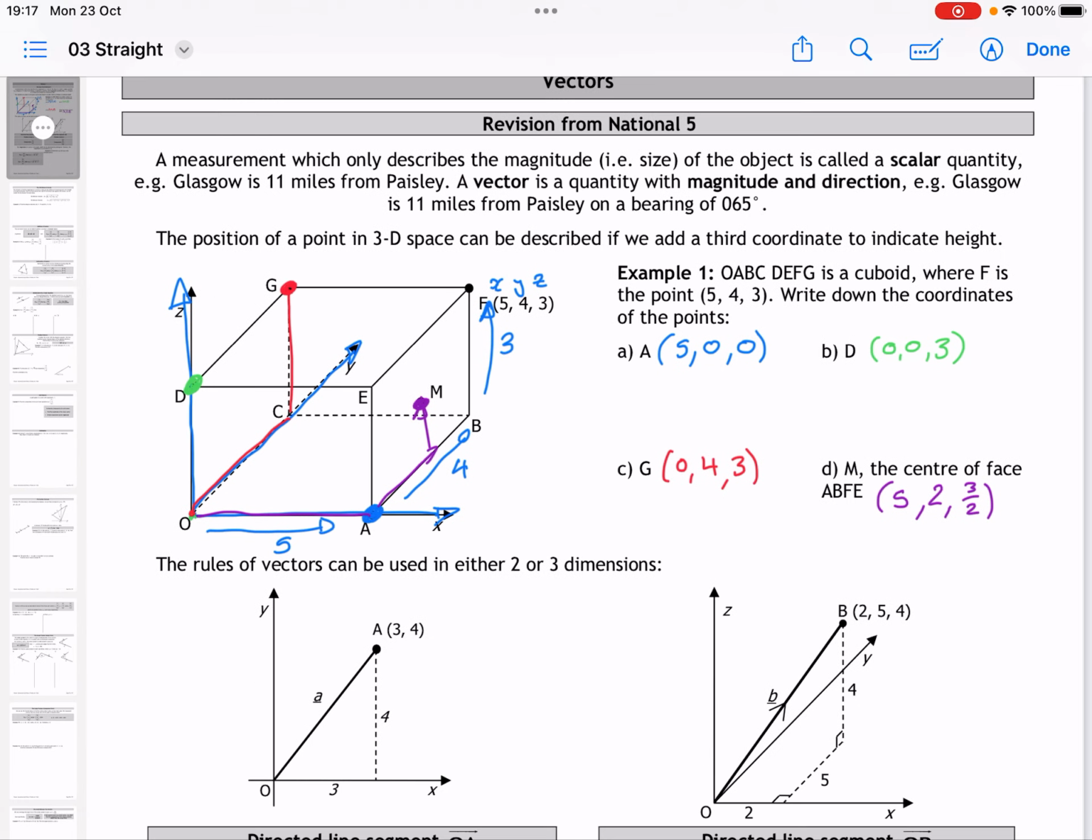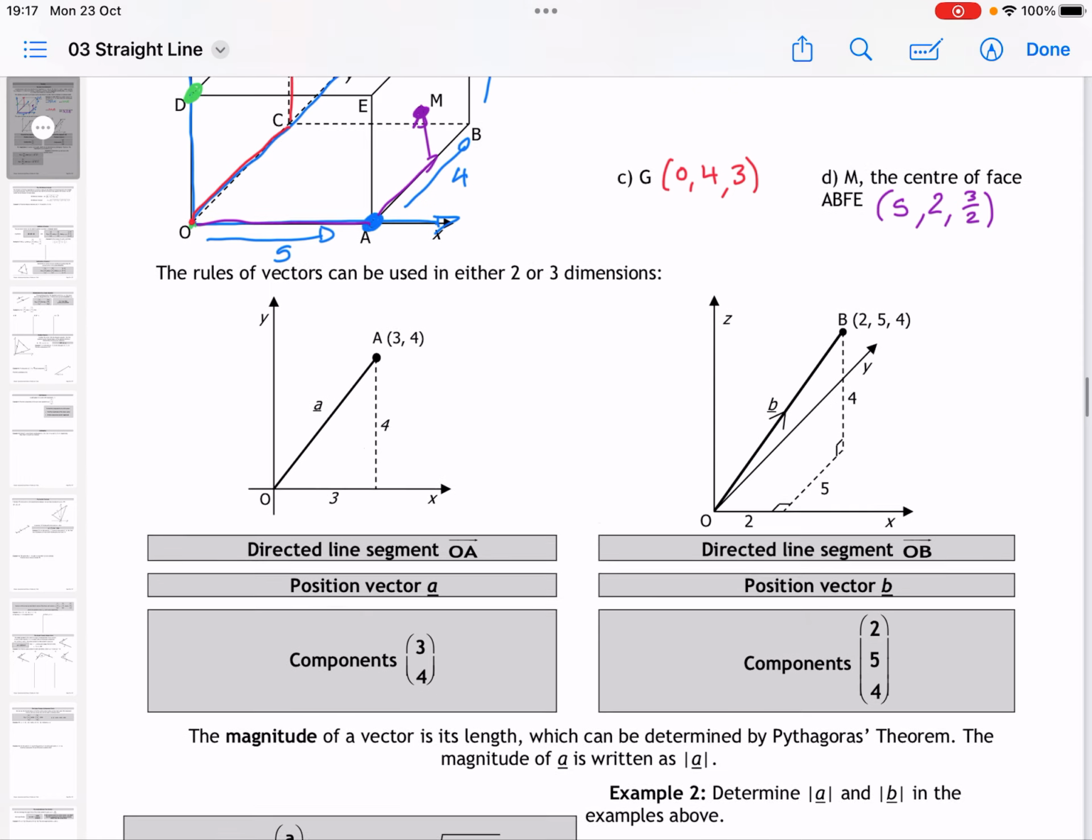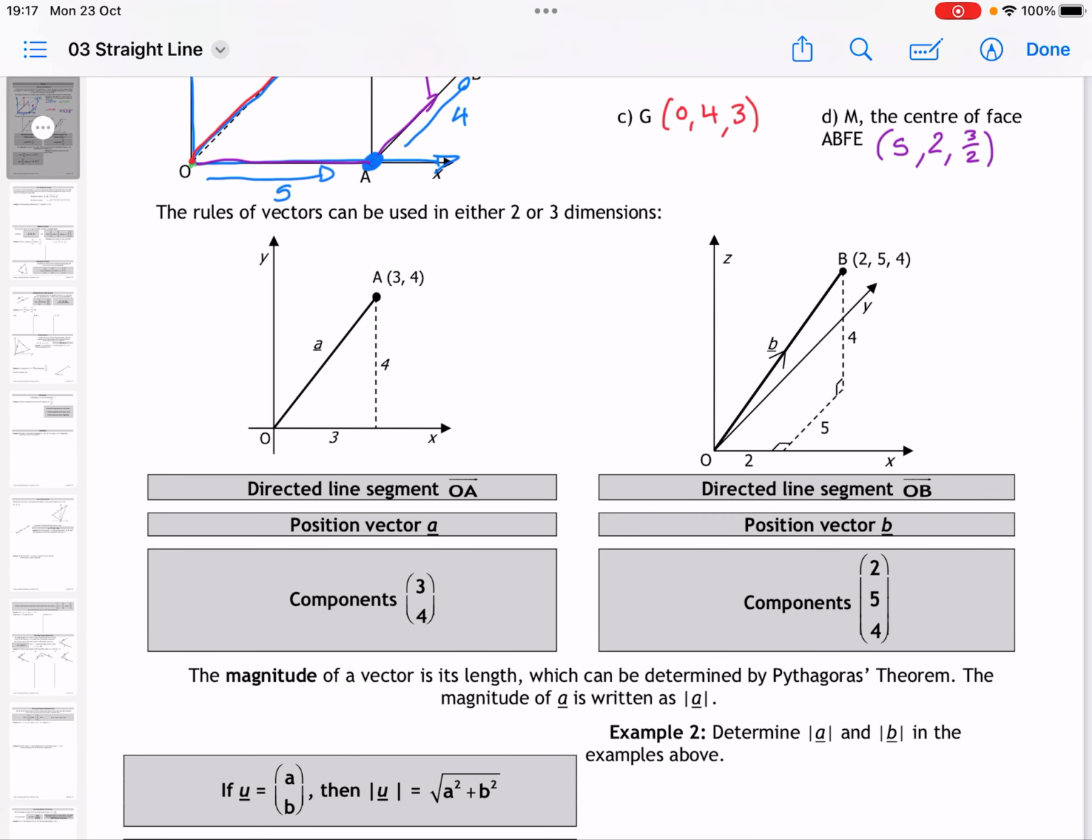Apologies. So, the rules of vectors. Vectors are either 2D or 3D. Okay? In 2D, the rules work the same way. There's just an X and Y. However, vectors are always measured from the origin. That's the position vector. We'll talk more about that in a wee bit.